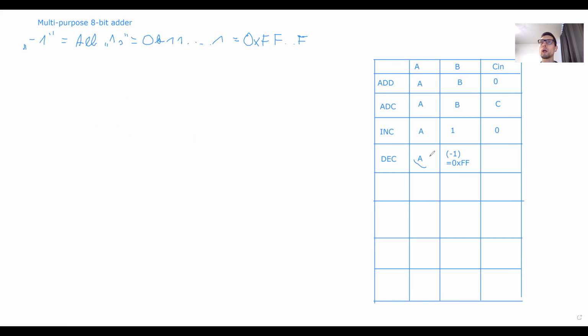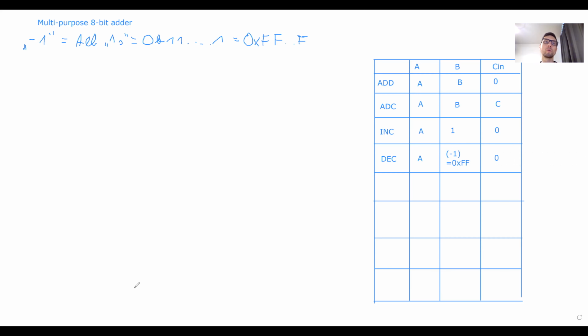So in our hardware, we can simply select A as the one input and then feed all bits high to generate this -1. And of course, carry will be 0. And this way we get A - 1. If you take a number and add all ones to it, it will result in something decreased by 1.